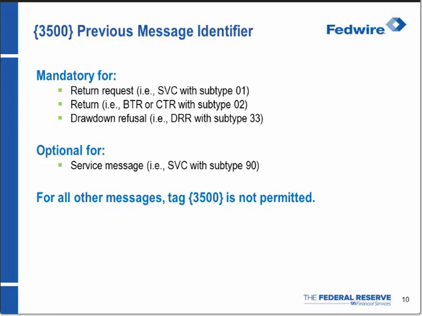So it will be required for any return requests, returns, and drawdown refusals. We provided the business function code and the associated subtype codes for each of these messages. However, it will be optional for a service message, any messages with a SVC business function code and subtype 90. And for all other messages, tag 3500 will not be permitted.